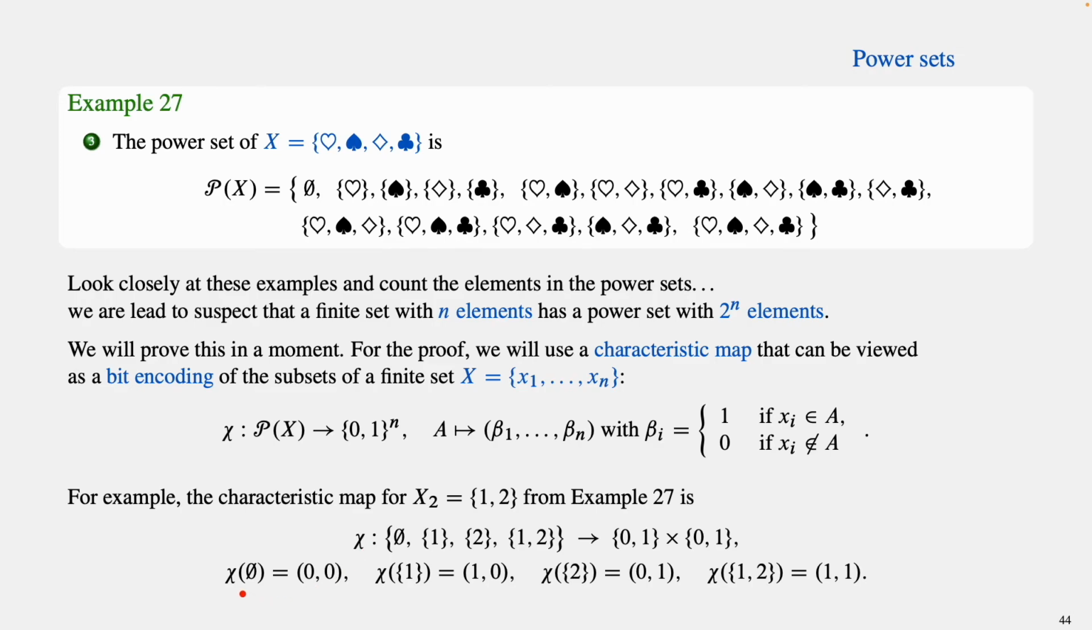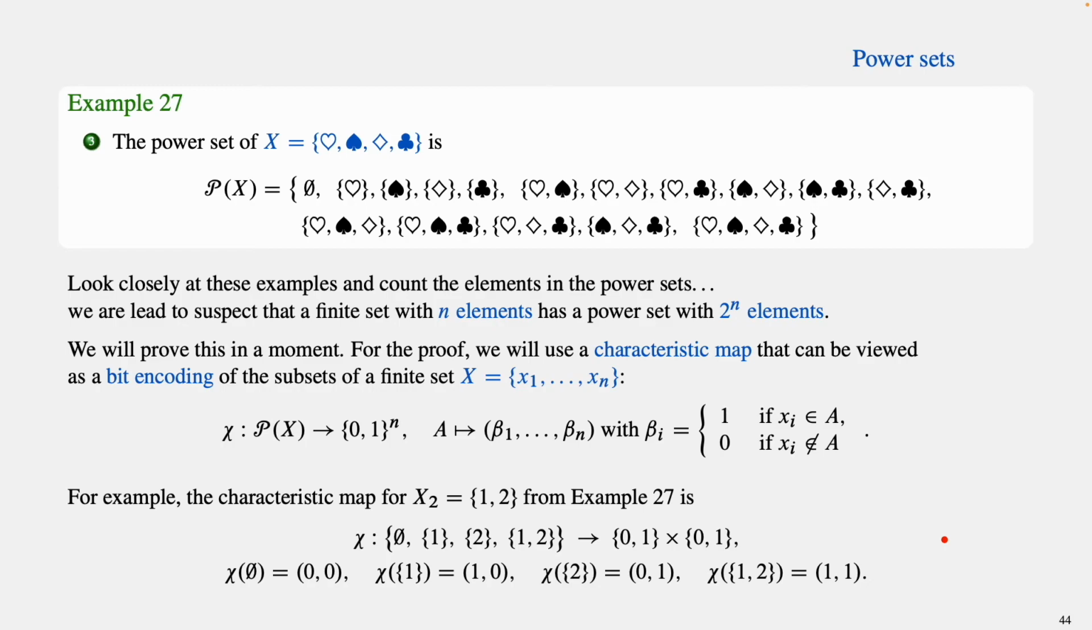And what happens? The empty set gets mapped to the tuple 0, 0, because none of the elements here, if this is x1 and this is x2, none of them is included in the empty set, of course, so both bits will be 0. The set containing 1 gets mapped to the tuple 1, 0, because the first element here is contained in this set, so we set it to 1, but the second bit corresponding to the element 2 that is not contained in this set is set to 0. And similarly, the subset containing only 2 is mapped to the tuple 0, 1. And finally, the full set, which contains all elements in our original set, gets mapped to the tuple with all bits set to 1.